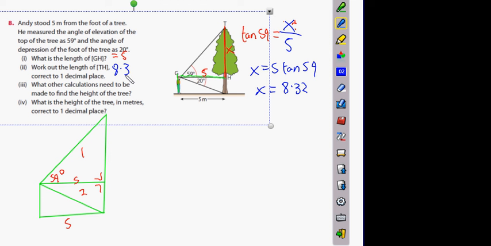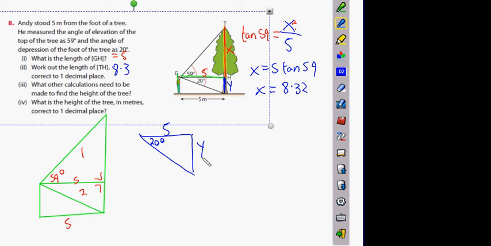What other calculations need to be made to find the height of the tree? Well, the height of the tree goes from T all the way down to the very bottom. I already know what the red part is. If I found out what this blue part was, I could add the blue part to the red part and get the height of the tree. So, to get the blue part, we'll make another triangle with 20 degrees, this length being 5, and I'm trying to find length Y. How do we find length Y?